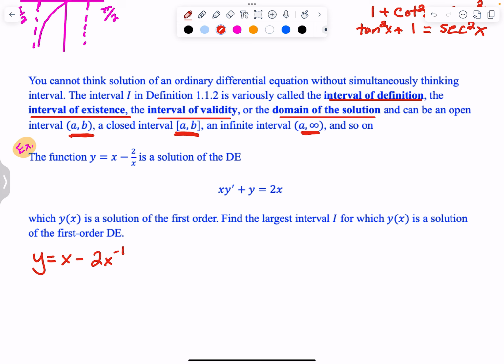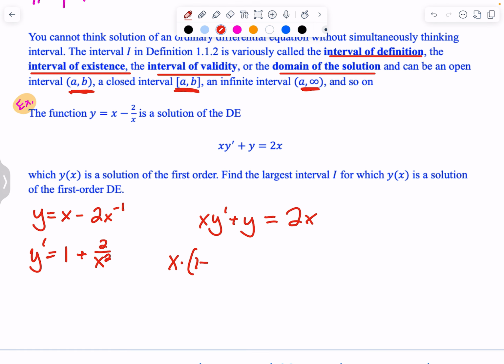I would recommend, if you're in Calc 3 or DiffEq, to go ahead and get fast at doing that derivative. So y prime then would be 1 plus 2 over x squared. You could think about that if you like: negative 1 comes down, makes it positive, becomes a negative 2, that sends it back down. So now we're going to plug this stuff in, x times y prime plus y, and we're wondering, is it going to be equal to 2x when we plug it in? So x times 1 plus 2 over x squared, plus x minus 2 over x, equals maybe 2x.